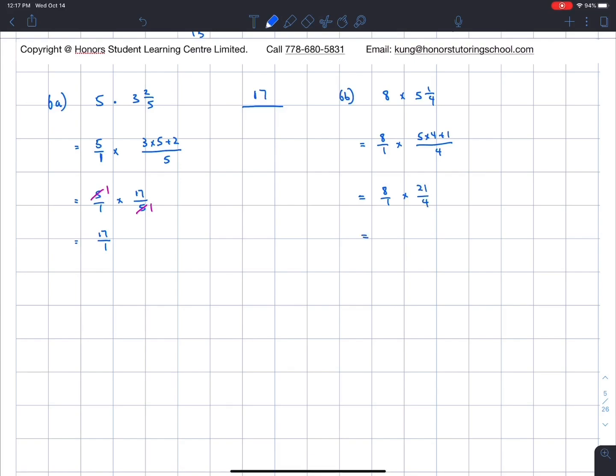And again, we want to simplify before we multiply. Divide this by 4 to get 1, divide this by 4 to get 2. So finally, we get 2 times 21 is 42, over 1 times 1 is 1. And again, anything divided by 1 will just be itself. So the answer is 42.